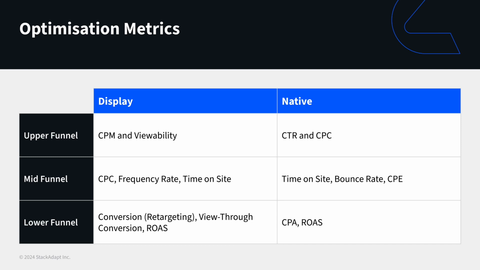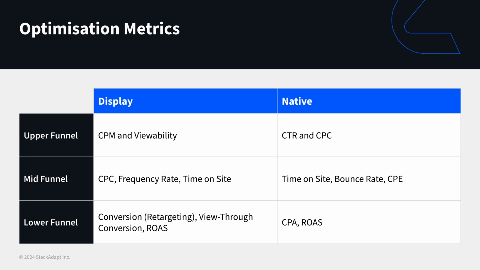So now let's talk about how different metrics can help us gauge the effectiveness of our campaigns at various stages of the marketing funnel, as you can see on the slide. So let's start with upper funnel. So this is where we aim to raise awareness about our brand or product. So when we're using display ads, we often look at metrics like CPM or costs per 1,000 impressions and viewability. These metrics help us understand how many people we're reaching and how visible our ads are.